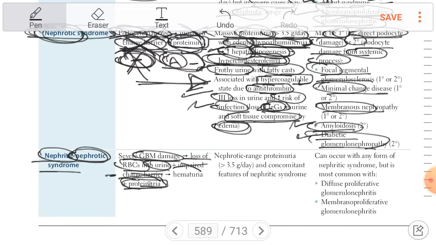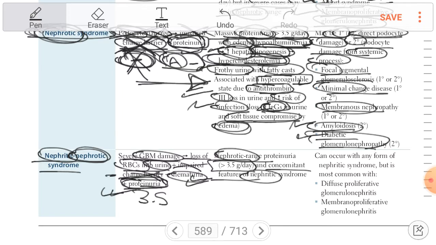hypoalbuminemia, because there is severe proteinuria of more than 3.5 gram, and of course there is hematuria from the nephritic syndrome. So nephritic plus nephrotic: nephrotic range proteinuria, because there is impairment of the charge barrier, impairment of the podocyte, more than 3.5, concomitant with features of nephritic. So you will find what? You will find hematuria and hypertension, which is nephritic, with nephrotic range proteinuria of more than 3.5 gram per day.